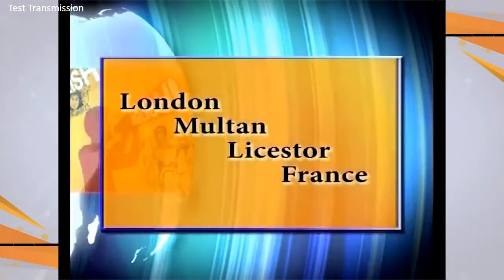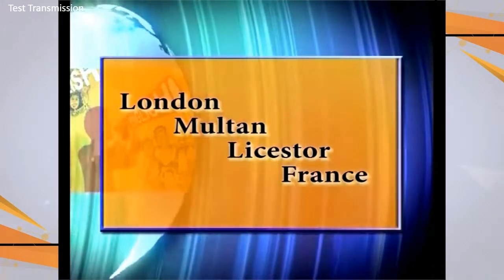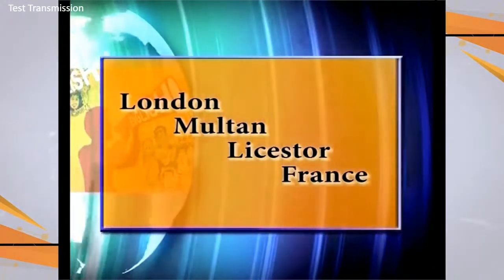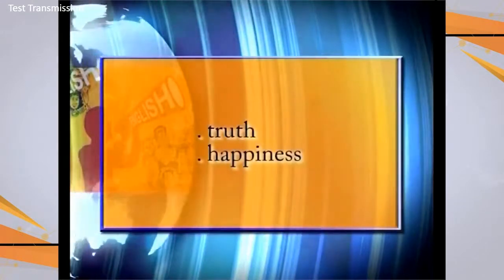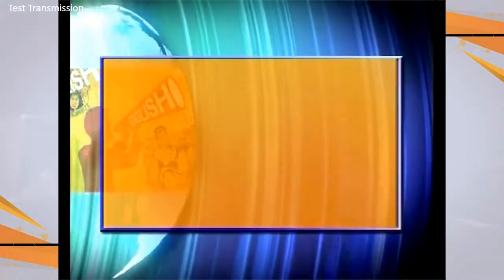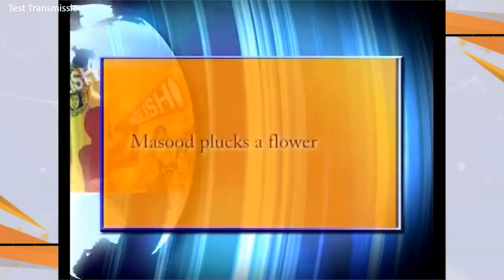The term thing, as far as the definition is concerned, must include things like a place, for example, London, Multan, Leicester, L-I-C-E-S-T-E-R. People might pronounce it Leicester, that is Leicester, France. It may include, for example, a quality, for example, truth, happiness, and it may include an action, for example, murder, knocking.